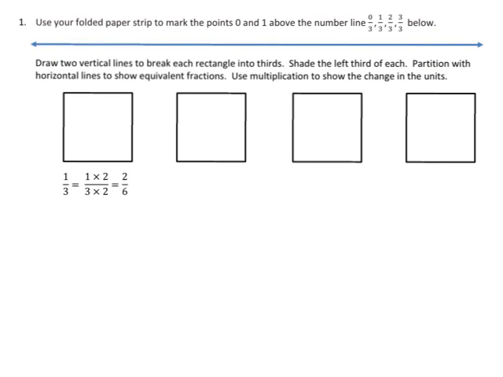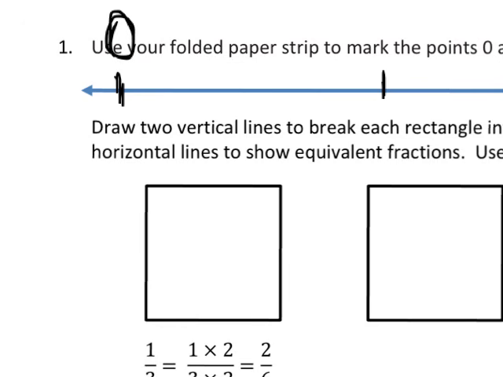All right, in this problem it says to use a folded paper strip to mark the points. And really what they're saying is they're talking about this line here, this blue line. We're going to label this way over here as a 0, and way over here as a 1. And then we're supposed to cut it into thirds, which means we're going to use just 2 lines, and that gives us thirds.